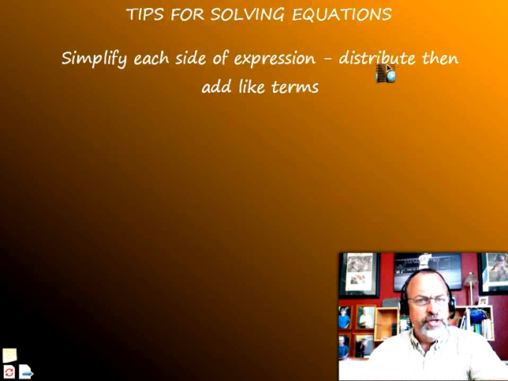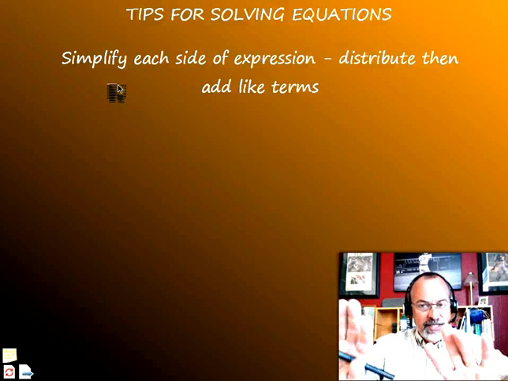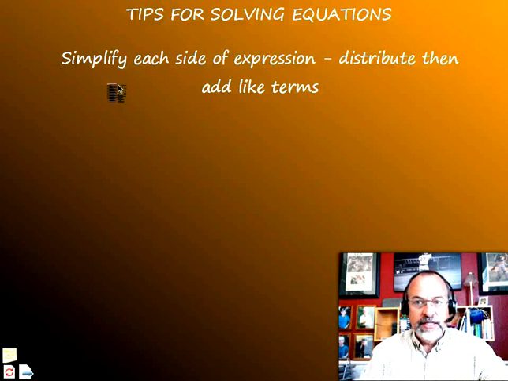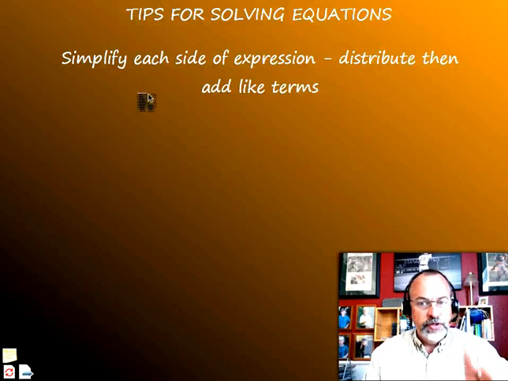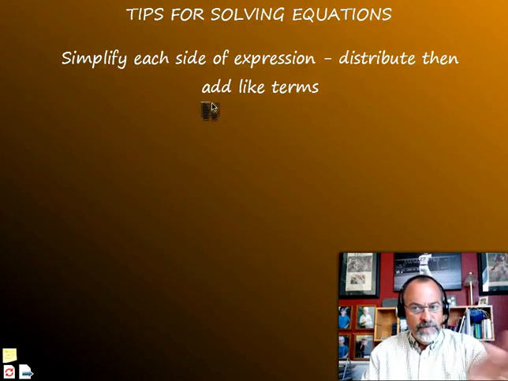Sometimes you may need to distribute first, so you want to do that. But simplify both sides separately. Don't be doing this side-to-side thing yet. That comes after you simplify. So simplify each side first.